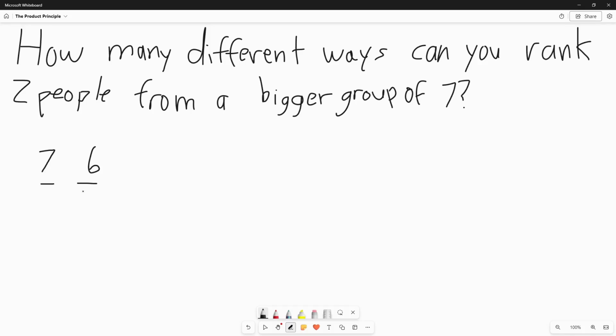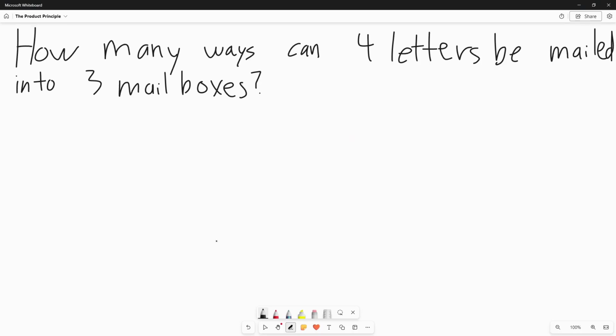And now all we need to do is multiply these numbers together. 7 times 6 is equal to 42, which means that you can rank 2 people from a bigger group of 7 in 42 different ways. Now, let's do one last practice problem. If you think you know how to do this one, then pause the video and do it.